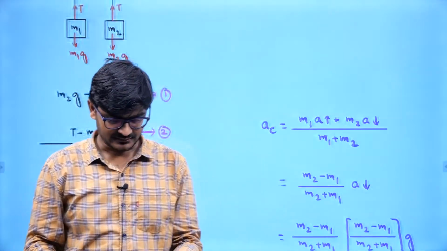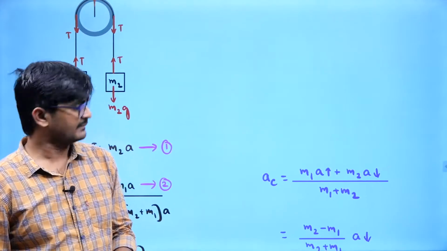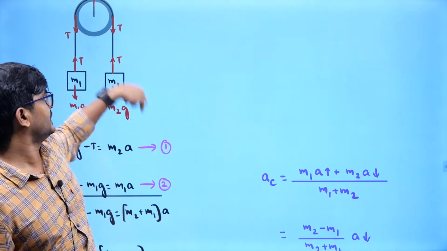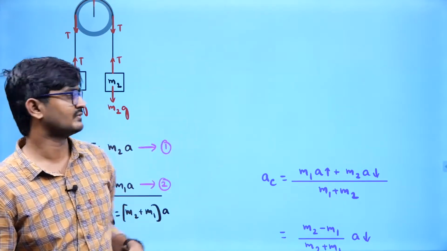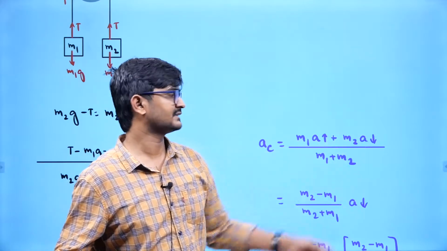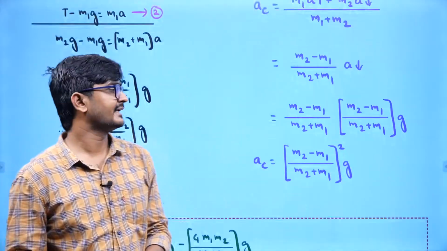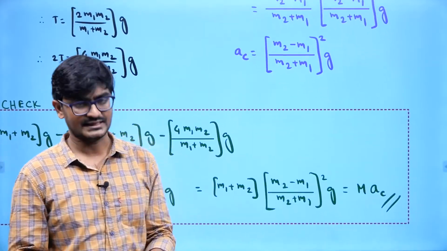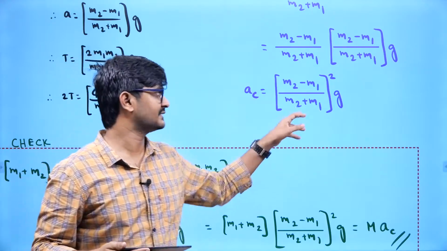So let me first of all find the acceleration of the center of mass. Now m2 is greater, I said, so m2 into a will be greater than m1 into a. So obviously the center of mass will be accelerating downwards. Now how to find that acceleration? (m1 a1 plus m2 a2) by (m1 plus m2). When you do that and substitute the acceleration value, you will get the acceleration of the center of mass as this much, and in which direction? In the downward direction. The acceleration of the center of mass is this much in the downward direction.